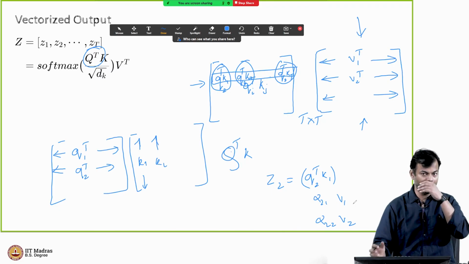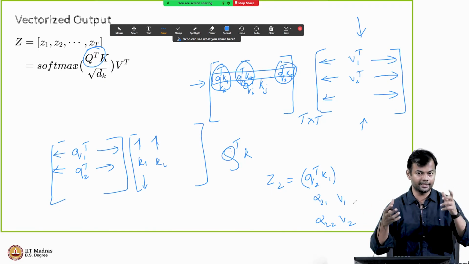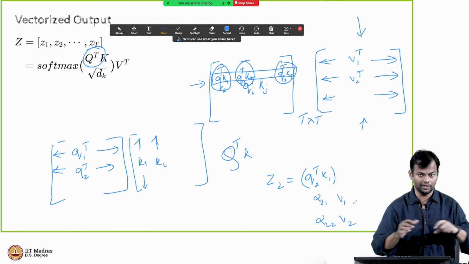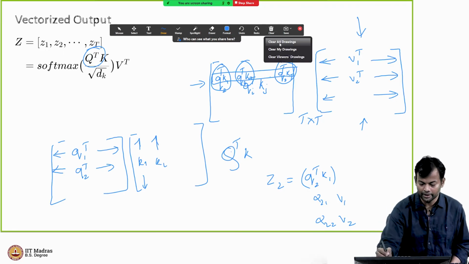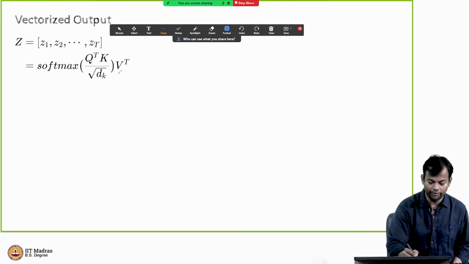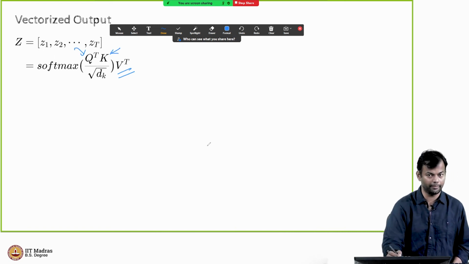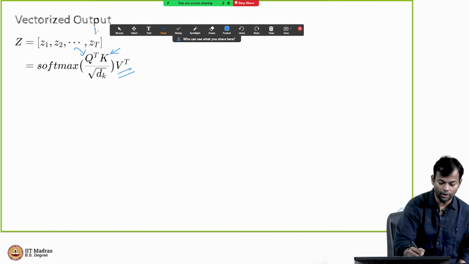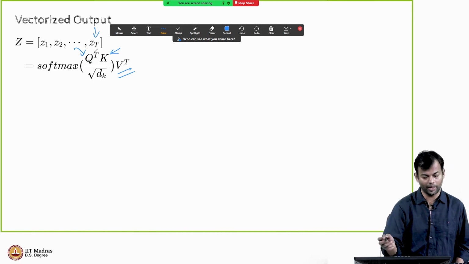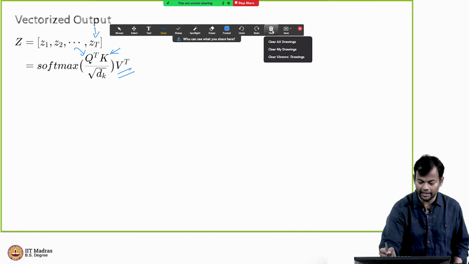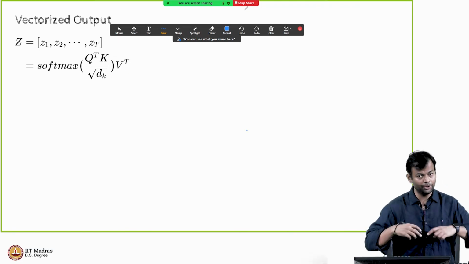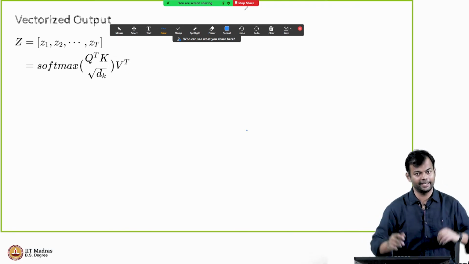So that's why this entire thing can be produced as matrix multiplication, and all of this can be done in parallel. So just to recap, your V's can be computed in parallel, your K's can be computed in parallel, your Q's can be computed in parallel. Once you have that, you get all the Z's in parallel at one shot, right? So you're able to parallelize the entire computation of your Z.